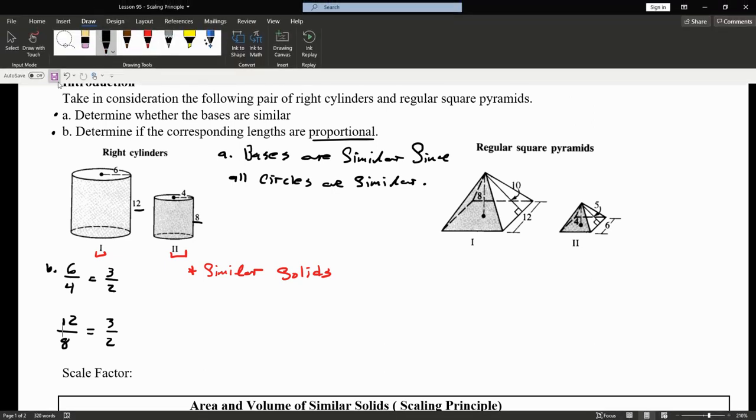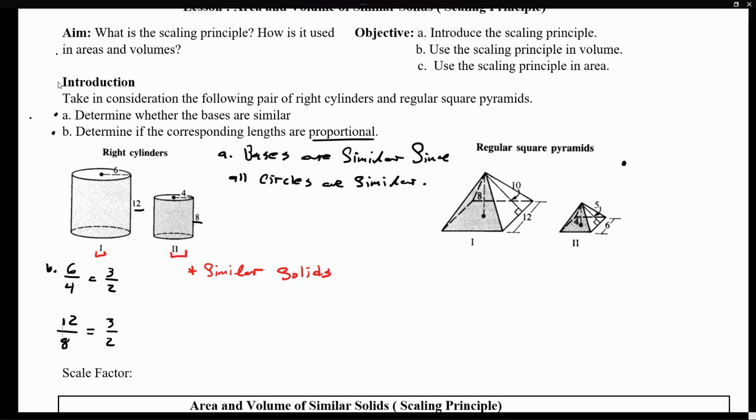Let's start by determining whether the bases are similar. The base for this regular square pyramid is a square, and the base for the second regular square pyramid is also a square. So in that case, yes, the bases are similar, since all squares are similar. So now we can determine that yes, the bases are similar.